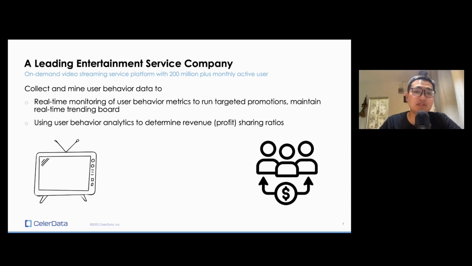And they use user behavior data or user behavior analytics for mainly two purposes. The first one is real time, right? They do real-time monitoring of user behavioral metrics, like how many views a piece of content gets, how many likes, or the average watch time or cumulative watch time, to run targeted promotions and recommendations. They also use this data to maintain a real-time trending board, and that's probably different for each region and each user group, right?